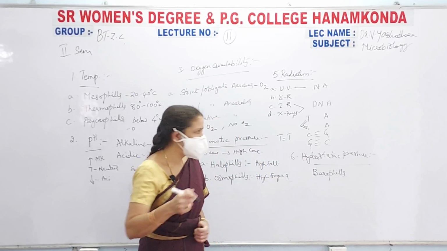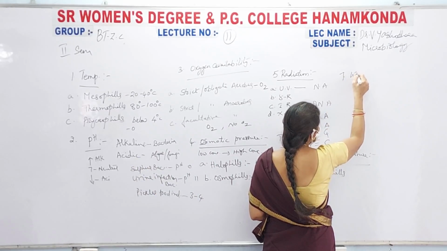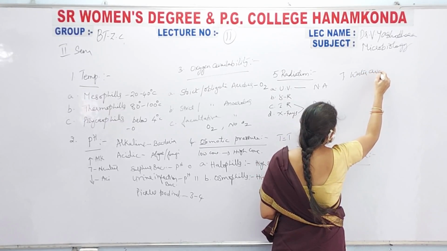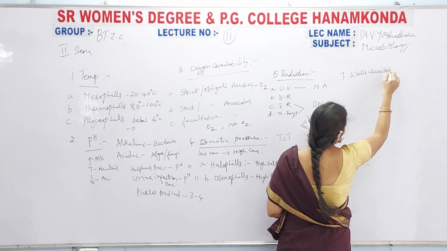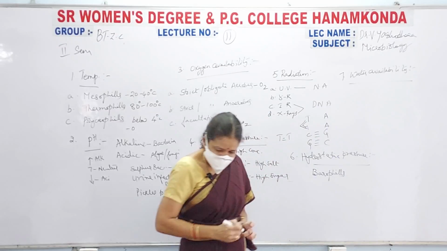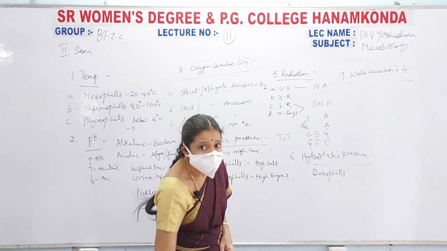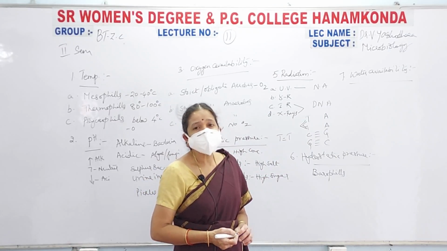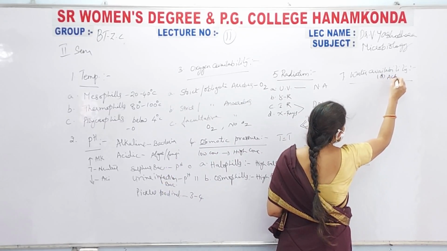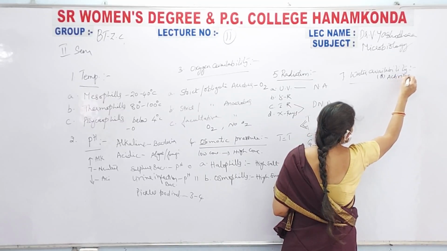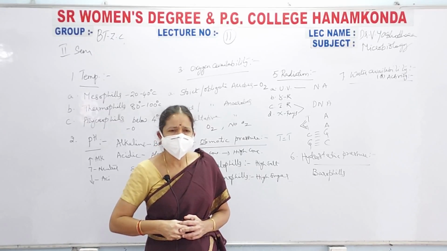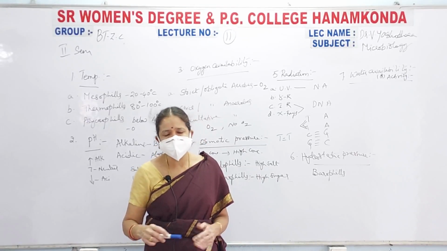Now coming to the last one, that is water availability. What is water availability? Water availability is also known as water activity. In other words, it is called water activity. That means water plays an important role in the growth of microorganisms. All of you know that if there is moisture, the microbial growth will be more.